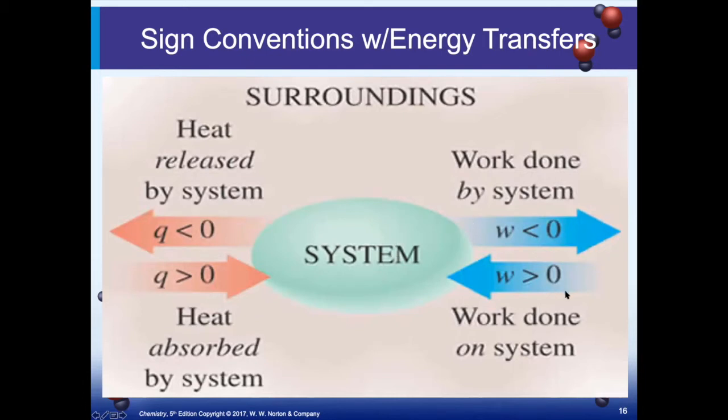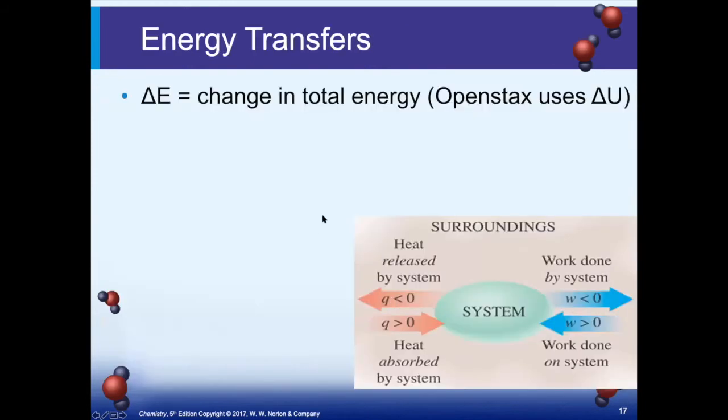Okay, well, just the opposite is true. If the system is having work done on it by the surroundings, then the value of W, the energy, is going to be a positive amount of energy. So it's kind of just like heat: if the system is releasing energy in the form of work, it's a negative value. But if the system is gaining energy in the form of work, it's a positive value. Okay. All right. So now we can talk about the total change in energy, or change in total energy.